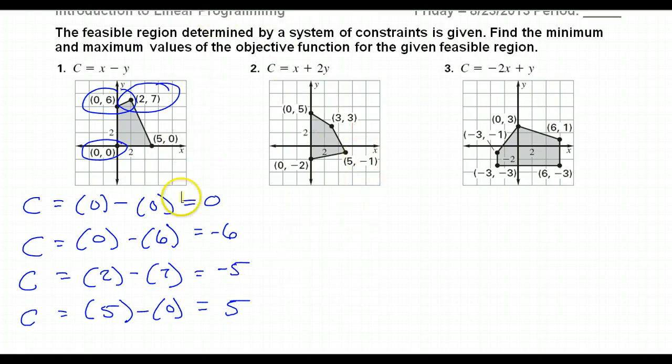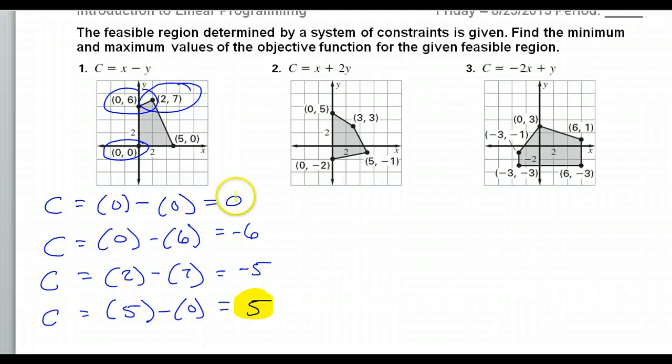Now, we're interested in the maximum and the minimum. The maximum value is the 5. Let's remember that this 5 came from the point 5, 0. We're going to need that information. And the minimum is the negative 6, the lowest value here. And that came from the point 0, 6.